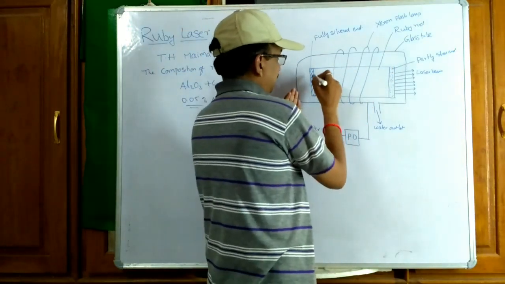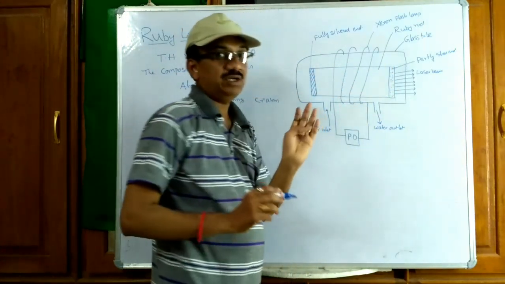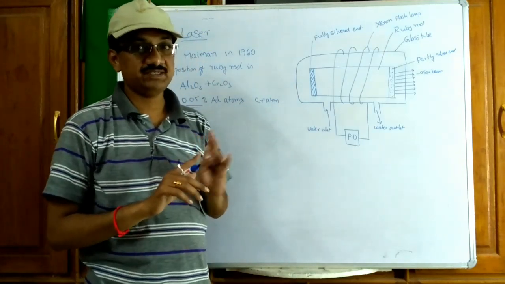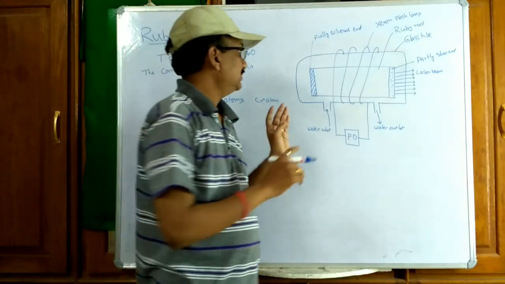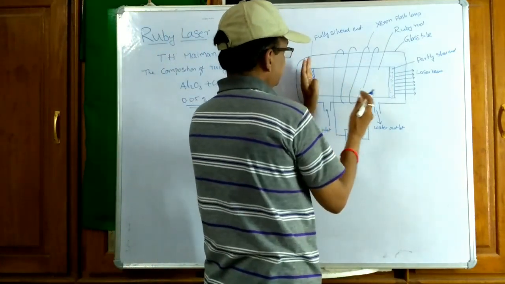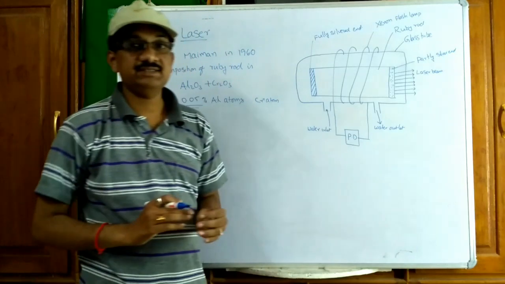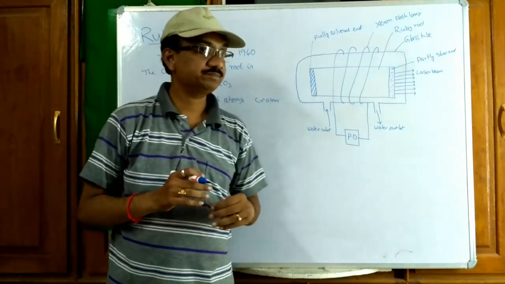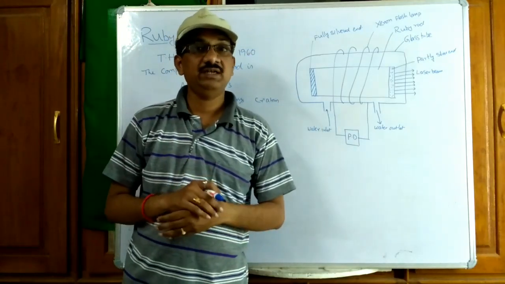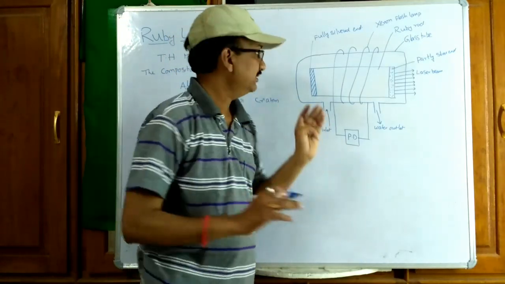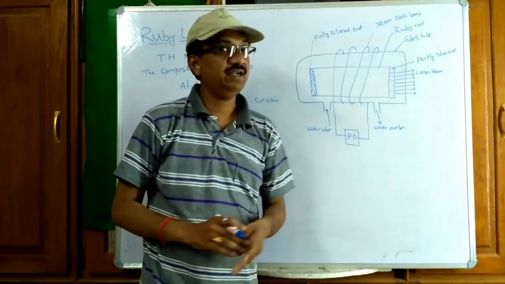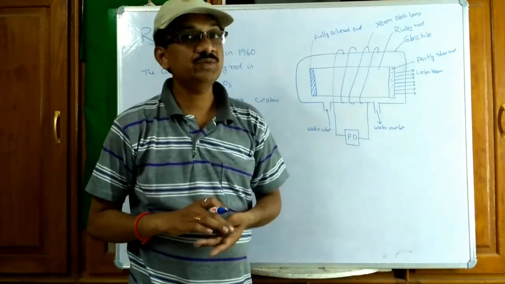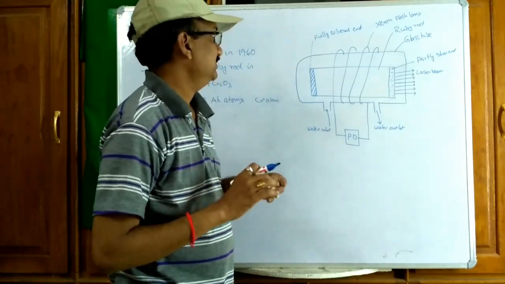This ruby rod is called the active medium or active substance of this experiment. These two ends, the fully silvered and the partly silvered ends, are called cavity resonators. Here the active medium produces and amplifies laser light. The cavity resonator amplifies the laser and also decides the output direction of the laser.